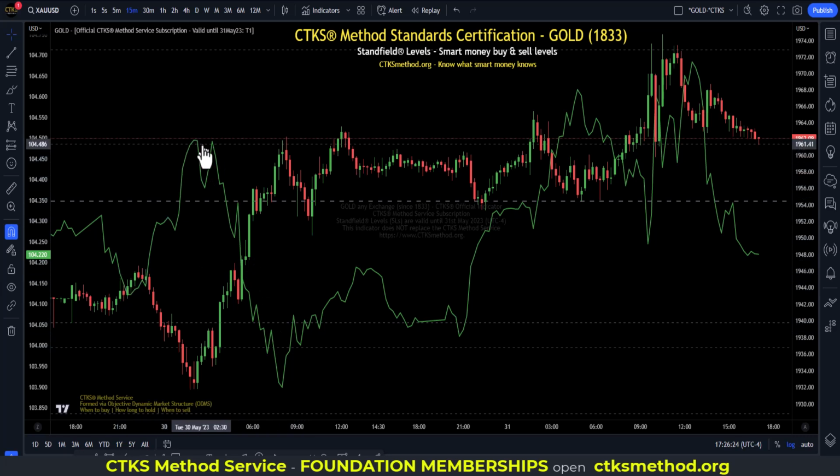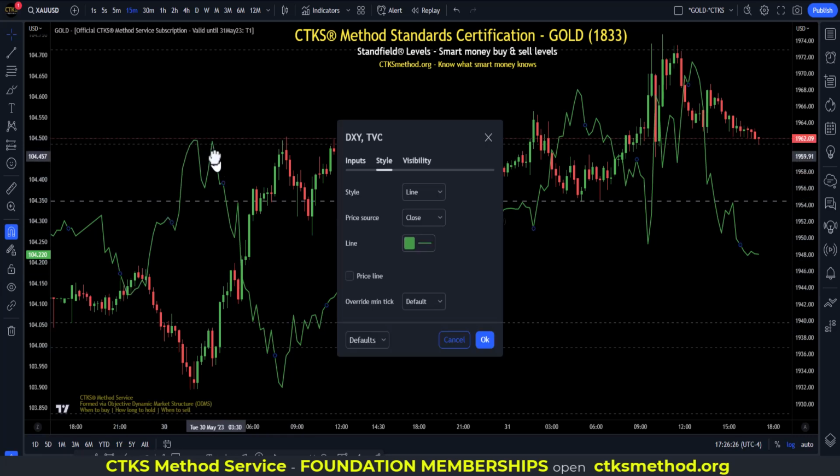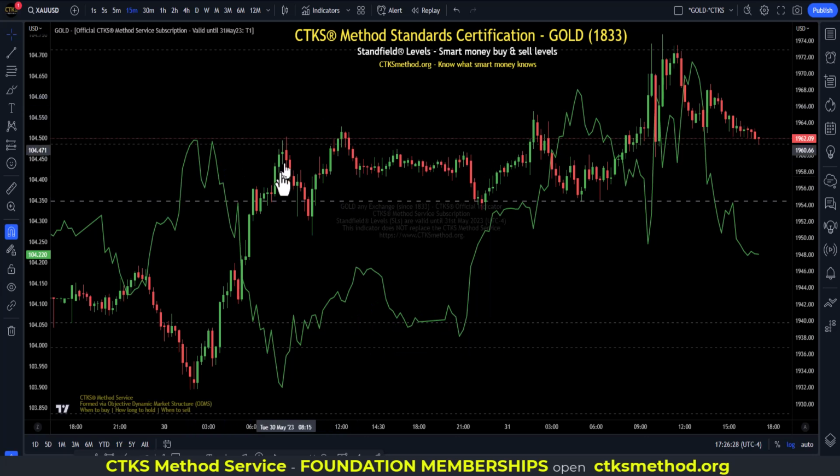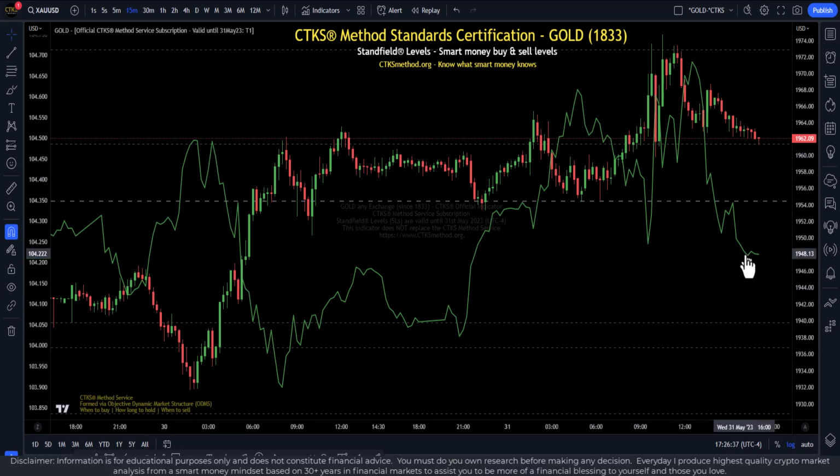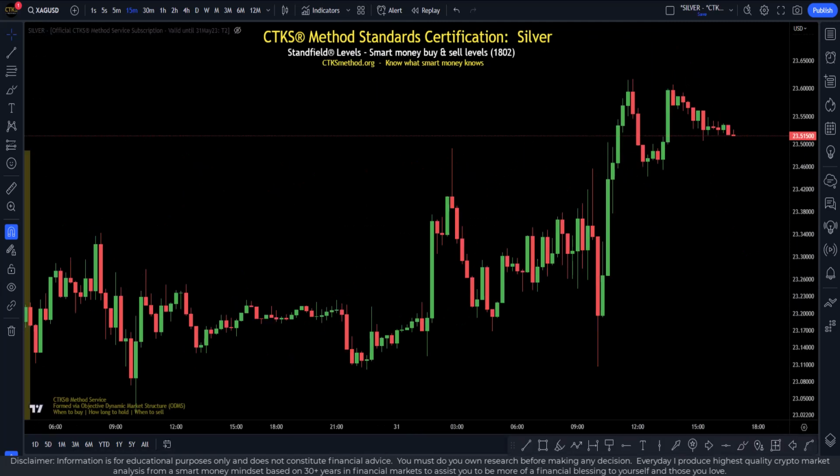What is this line I put on? Well, let's check it out. What is it? It's the DXY. And do you notice any kind of relationship between gold and the DXY? If you don't know where the DXY is going, do you know where gold is going? Please let me know inside the comments. Gold's best friend, silver, trading since 1802.